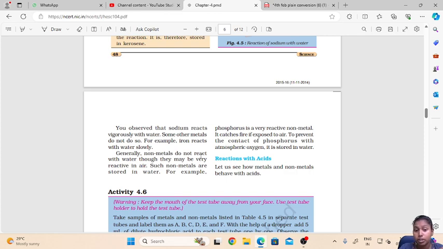So generally non-metals do not react with water, though they may be very reactive in air. Such non-metals are stored in water. For example, phosphorus is a reactive non-metal. It catches fire if exposed to air. To prevent the contact of phosphorus with atmospheric oxygen, it is stored in water.